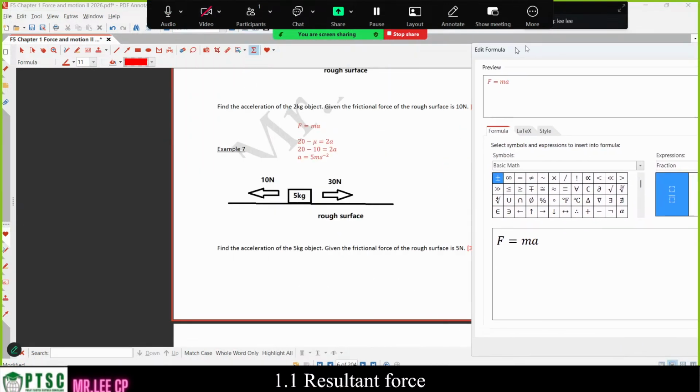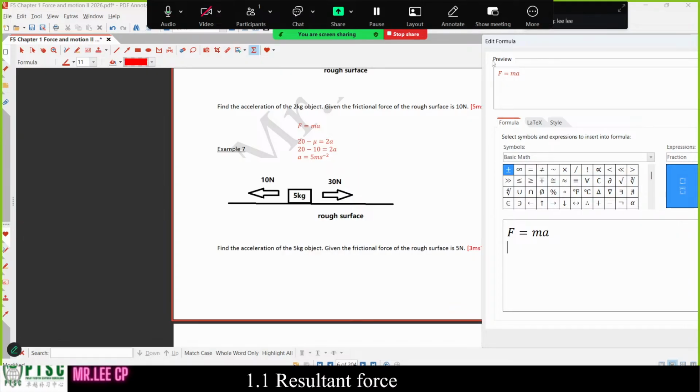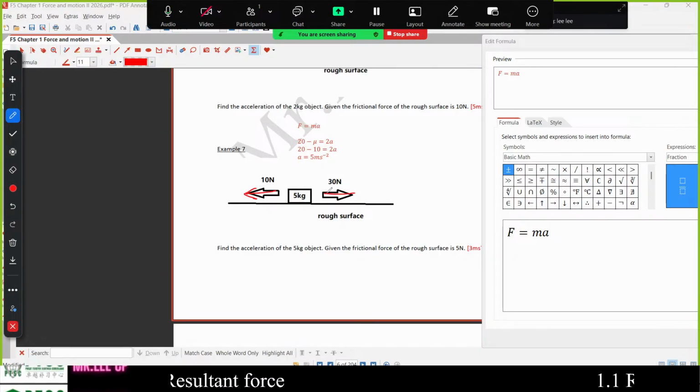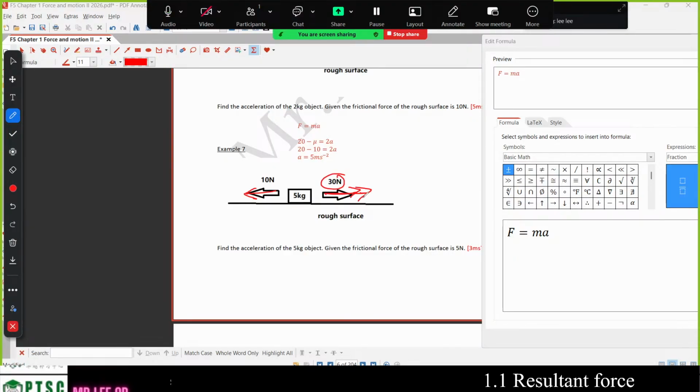Now, here. Before, we saw where the friction force is. Now we see where you pull here with 10, and I pull here with 30. Meaning, where is the resultant force? The bigger force is going to the right, because 30 minus 10, the bigger minus the smaller one. So the resultant force is going to the right.